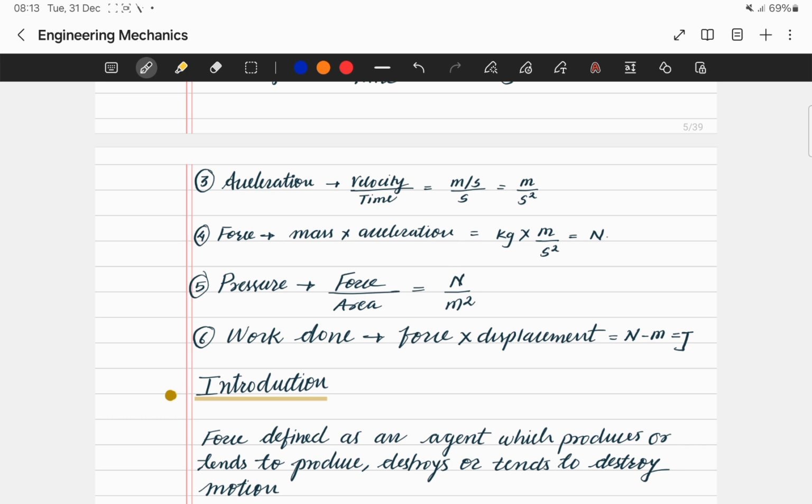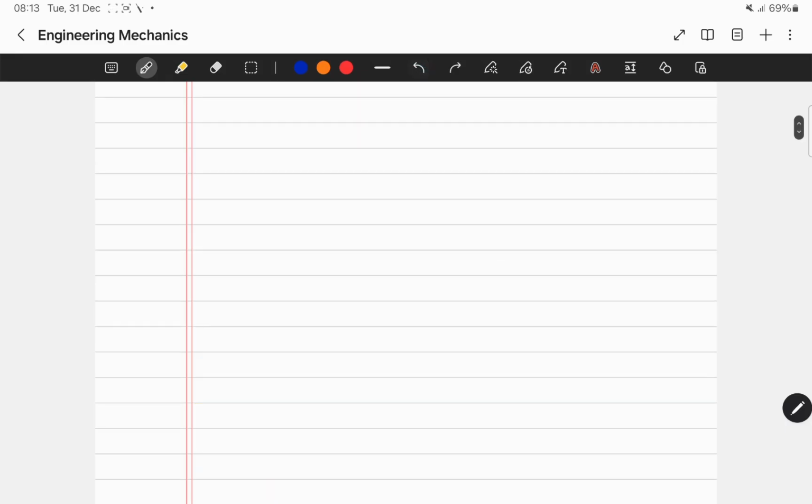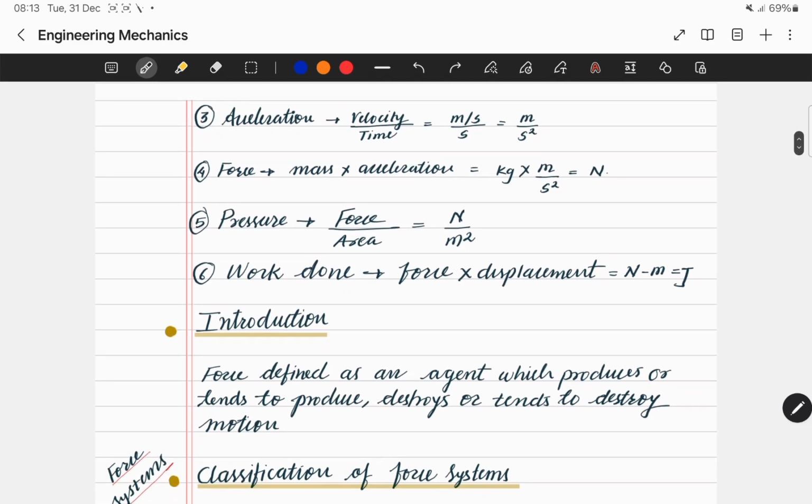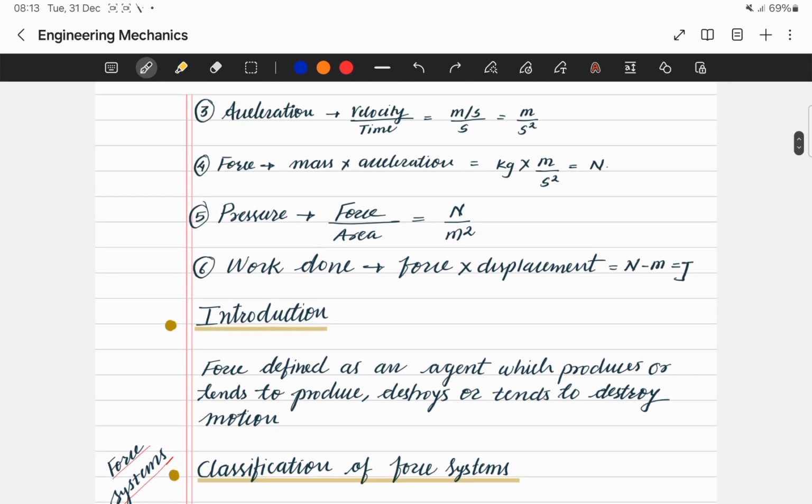Okay, so kg meter per second square is again expressed in Newton. Okay, so kg meter per second square is nothing but the Newton. So it is simply said as a Newton. It is the derived unit for force.